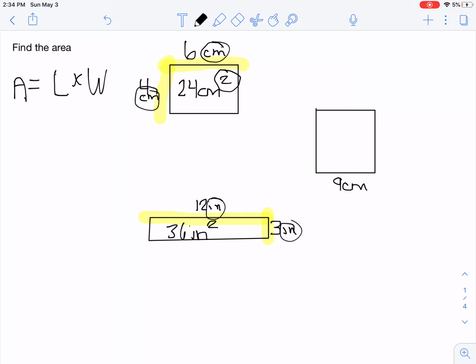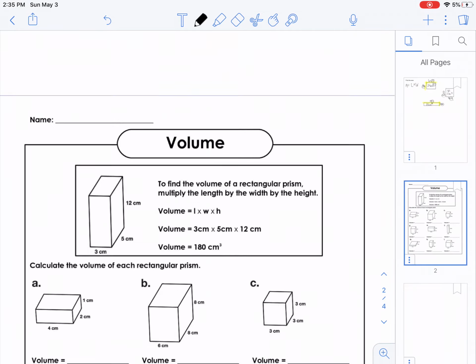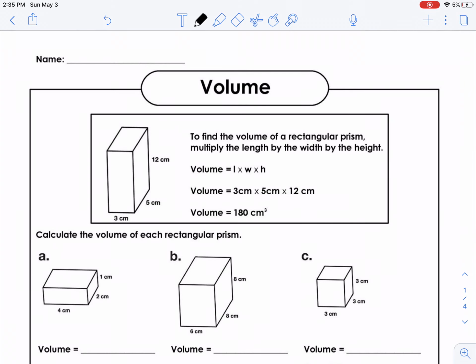And then the last one, it's a square. It's only giving us 1 measurement, but we know that a square has the same measurements on all sides, so the other side's got to be 9 centimeters. And length times width, 9 times 9 is 81 centimeters squared. Remember that squared means 2 of the same measurements, so 2 centimeters. Okay, now you are ready to move on to our volume page here.